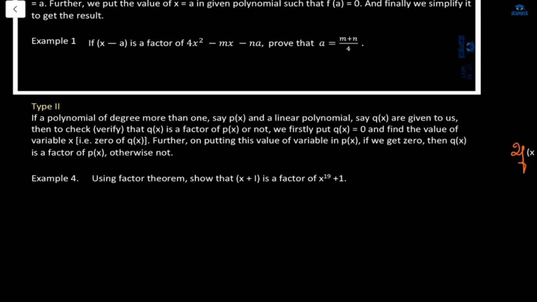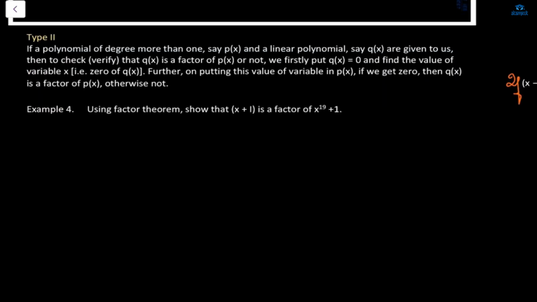Now the second type of question that you will see is that you need to prove that a given polynomial is a factor. Now, using the factor theorem, show that x plus 1 is a factor of x to the power 19 plus 1. Okay, so here q(x) is equal to x plus 1, and p(x) is equal to x to the power 19 plus 1. Now we need to prove this.